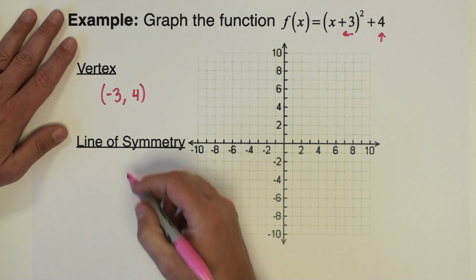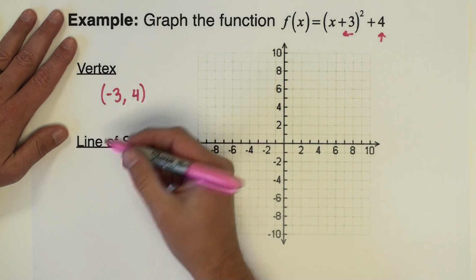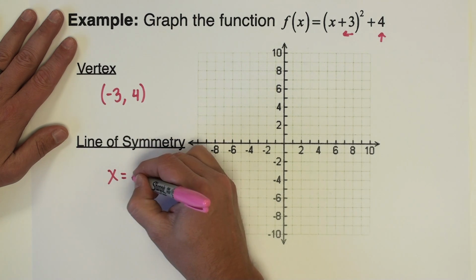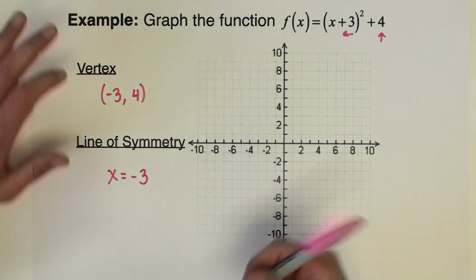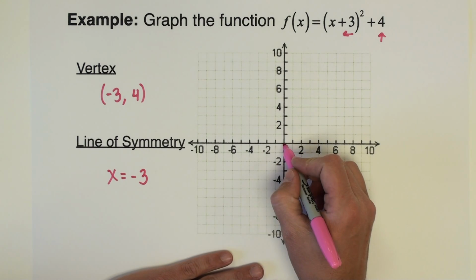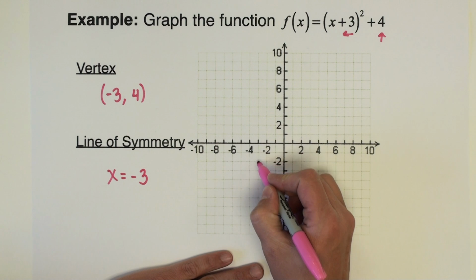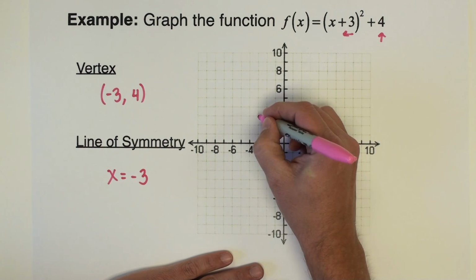My line of symmetry is going to go through the graph at its vertex. It's going to be the equation x equals -3. So now on my graph, here we go. I'm moving the vertex from the origin, left 3, up 4. So right here.